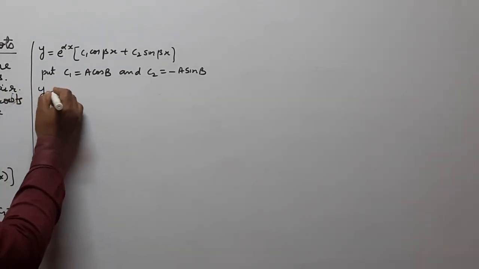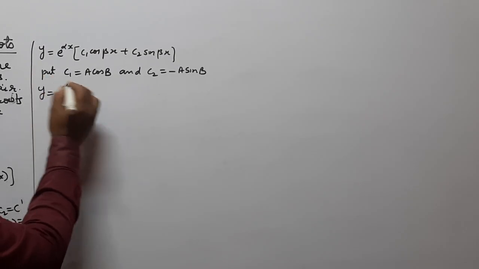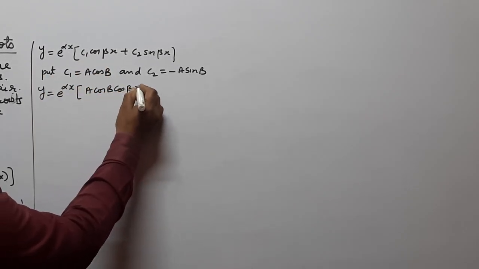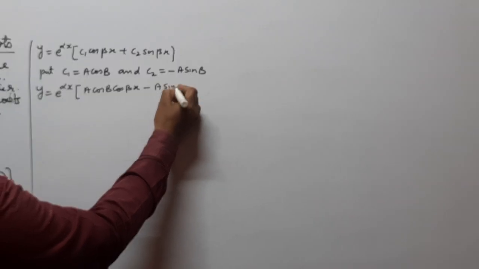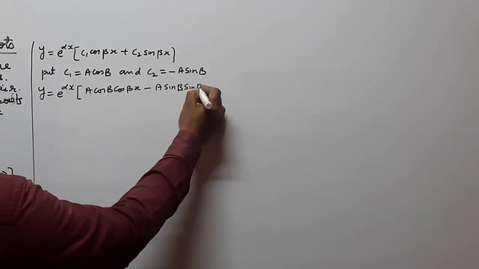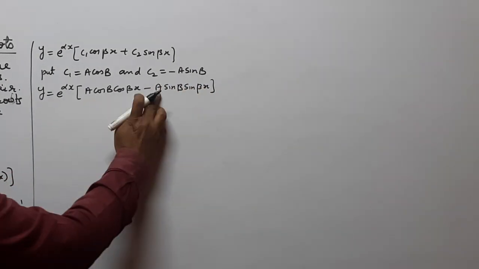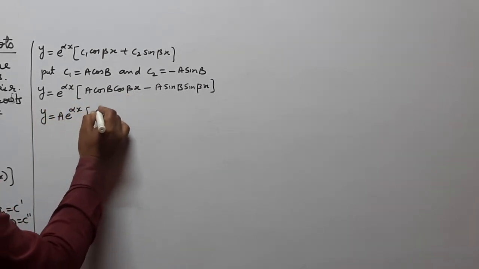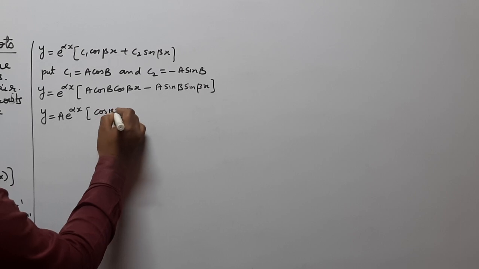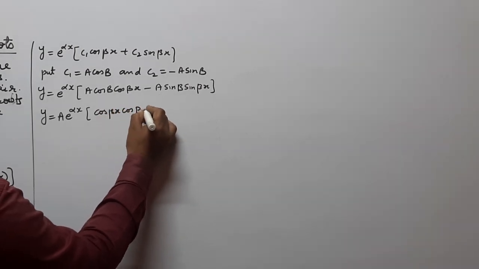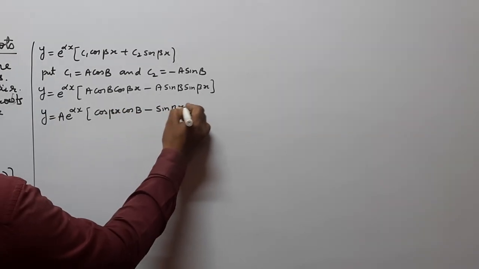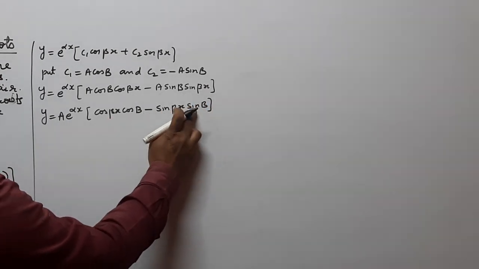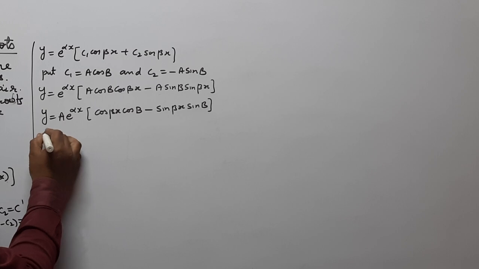So this can also be written as e to the power alpha x [a cos b cos beta x minus a sin b sin beta x]. Now taking a common here, we get a times e to the power alpha x [cos beta x cos b minus sin beta x sin b]. Here cos a cos b minus sin a sin b is equal to cos(a plus b).